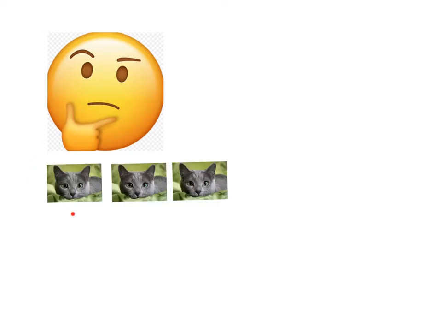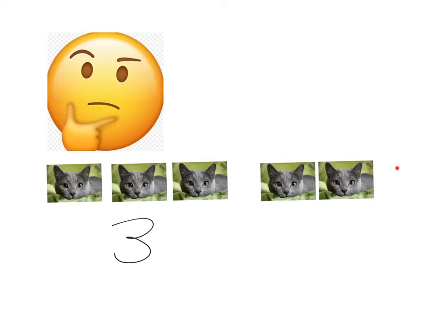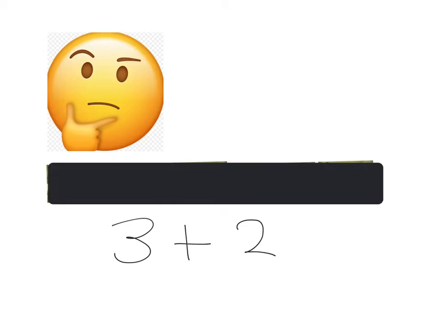Megan has 3 cats. She gets 2 more cats. How many cats does she have altogether? I want you to imagine the pictures of the cats. Do you know how many cats Megan had altogether? See if you can picture them in your head and work out the answer. Altogether, Megan has 5 cats.